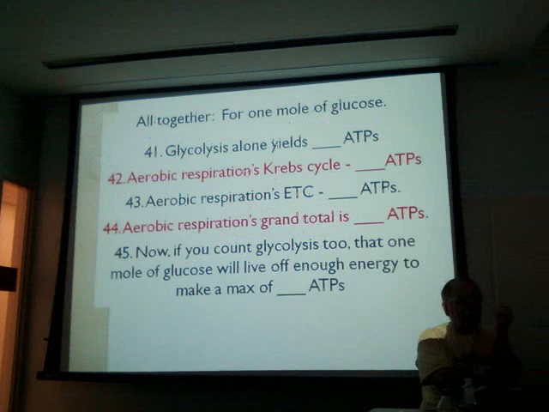Now here we go. All right, now we're going to break it all down. Glycolysis by itself makes how many? Two. The Krebs cycle makes how many? Two also. There's your two twos. Now, the ETC makes 34. So just the respiration part makes 36. When you add them all together, you have 38.